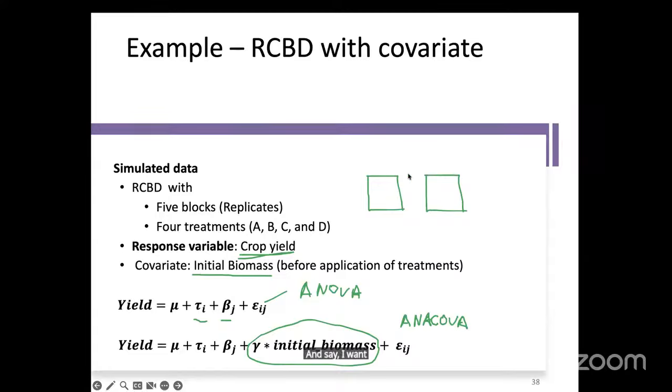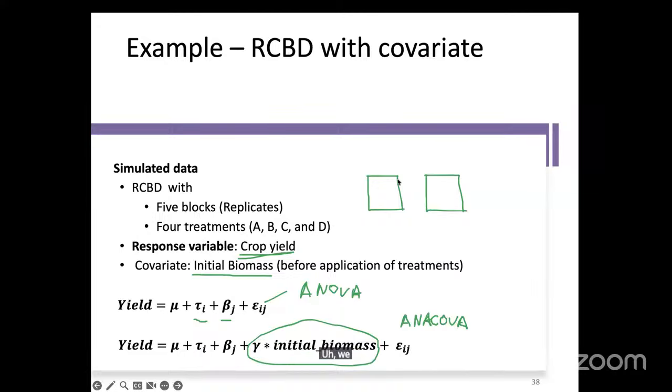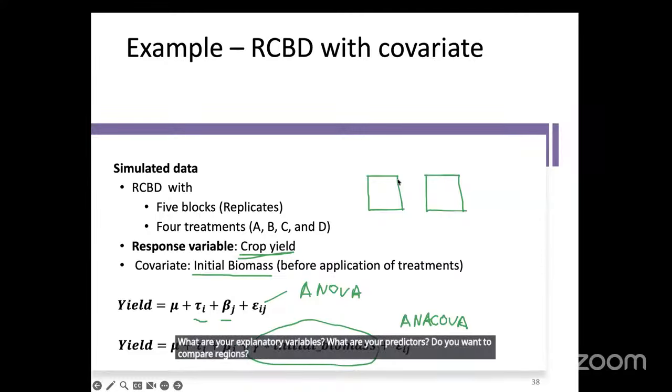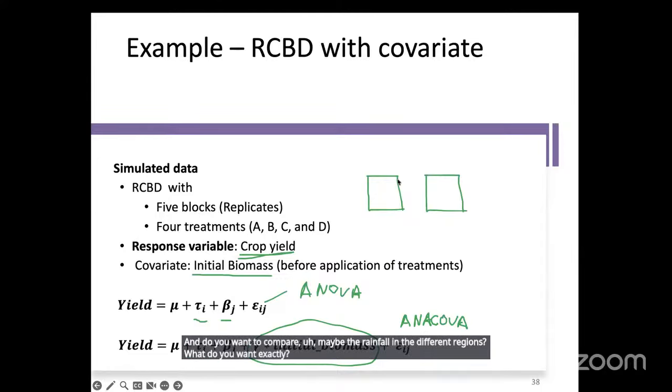Say, I want to compare aflatoxin in groundnut in certain regions. What model can I use? I think if you look at the presentation that I gave yesterday, we looked at how we select the model. If you have aflatoxin as the response variable, what are your explanatory variables, what are your predictors? Do you want to compare regions? Do you want to compare maybe the rainfall in the different regions? What do you want exactly? That will determine the model that you have.